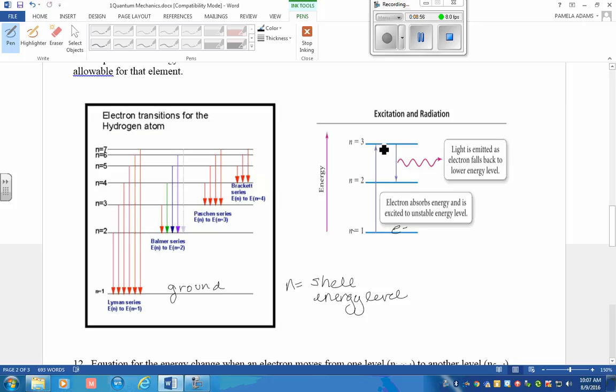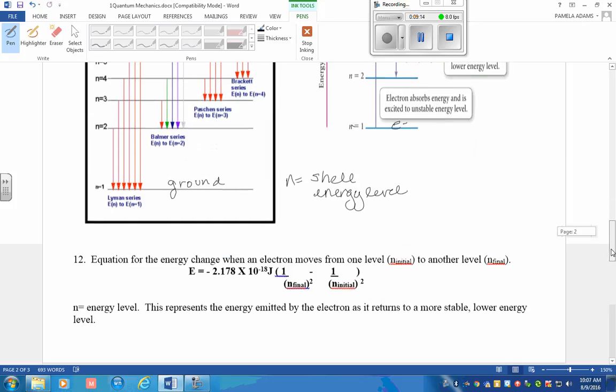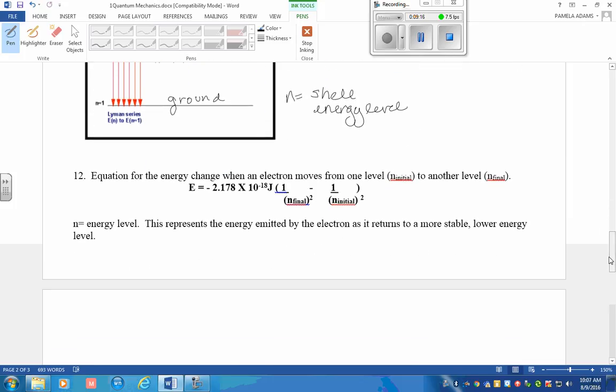If this electron fell to the 2nd energy level, it would emit a photon of light that is equal to the amount of energy it would take to promote it, not from 1 to 3, but from 2 to 3. It would then fall down to the ground state at some point.